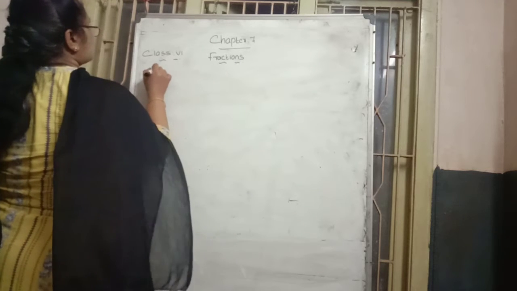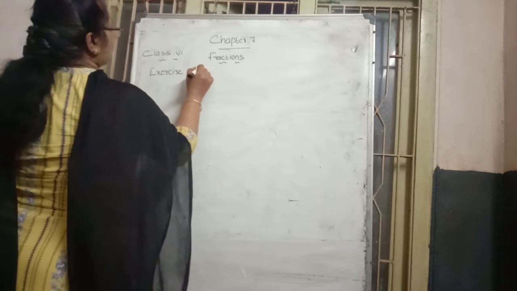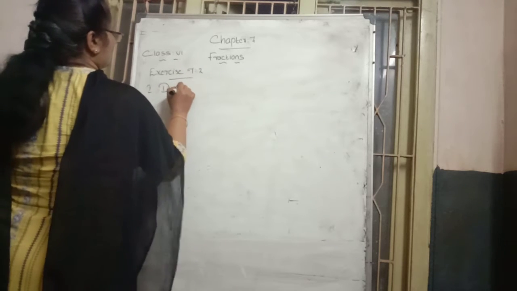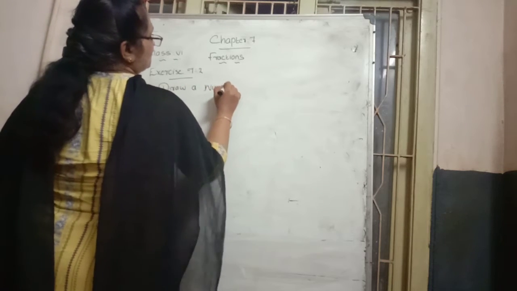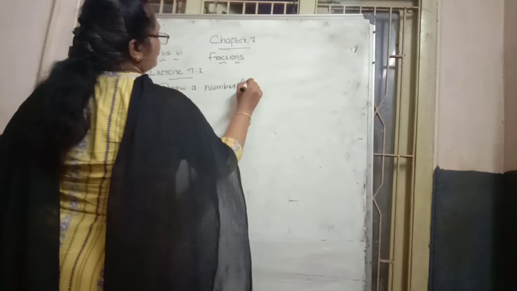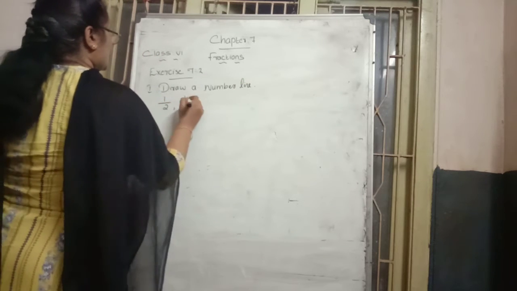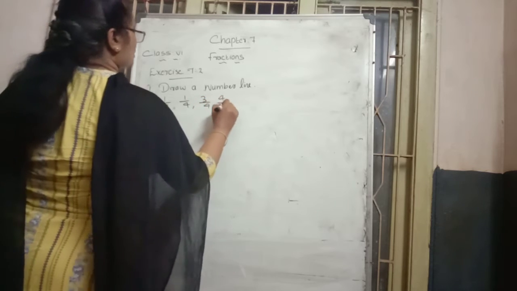Here, exercise 7.2. First question, draw the number line. The question is to mark 1 by 2, 1 by 4, 3 by 4 and 4 by 4 on that number line.